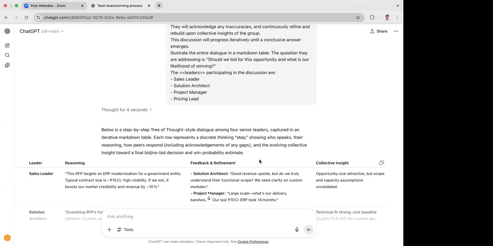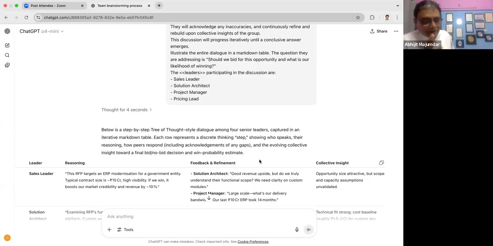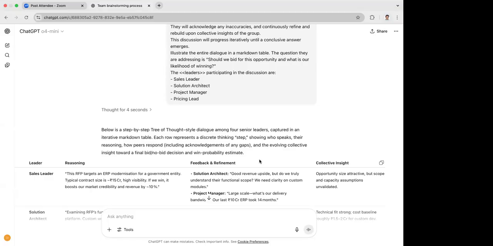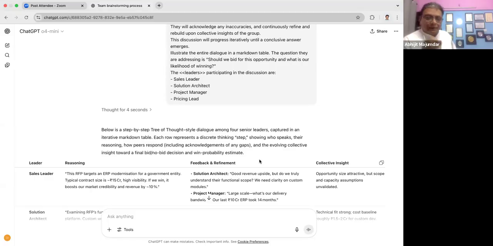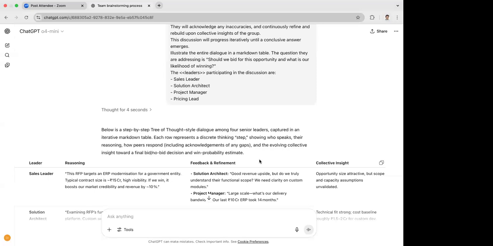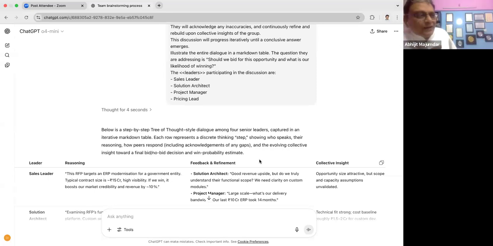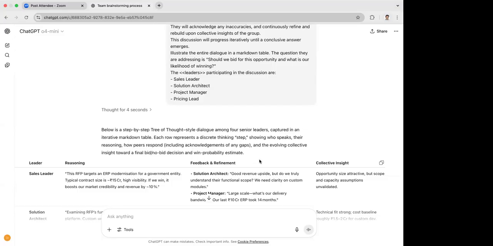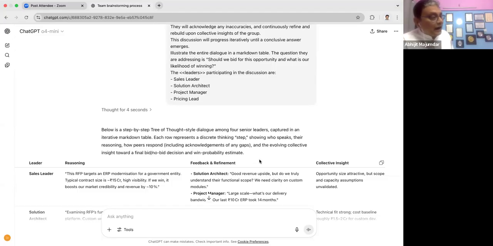There are multiple other ways of doing it also. You can create that avatar, or even say a solution architect will think like a solution architect, and a project manager will think like a project manager. So you can take a role-based persona rather than an individual persona.